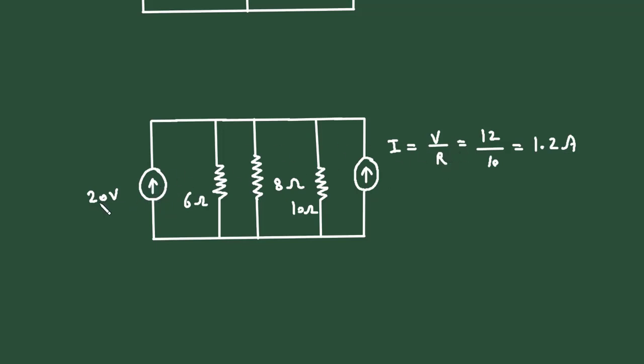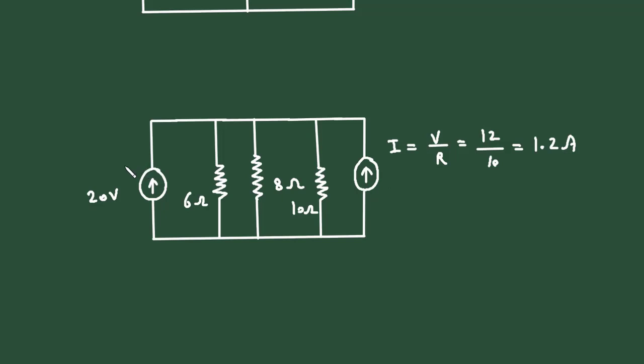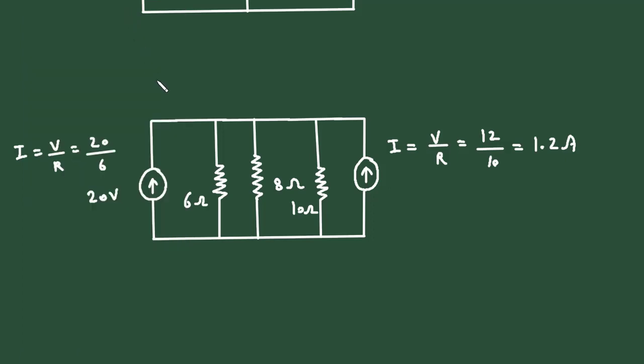The value of voltage is 20 and the value of resistance is 6. So let's write it like this: I is equal to V by R. V is 20 divided by R is 6. 20 divided by 6 is 3.3. Here we can write, not volt, 3.3 ampere.